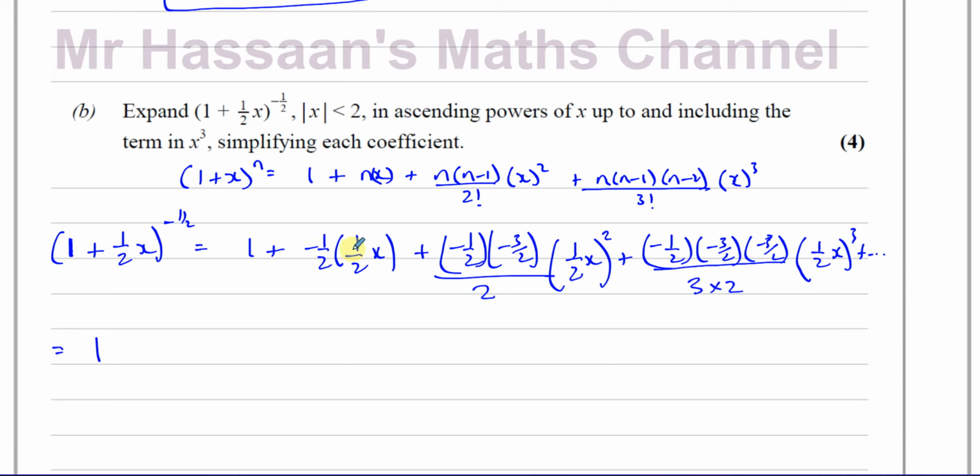We got 1. This is going to be negative, so our minus a quarter x. And this will give you a positive term because you have a negative times a negative. So it'll be positive. And we're going to have 3 over 8, and then I'm going to square this. That's going to give me 1 over 4 x squared.